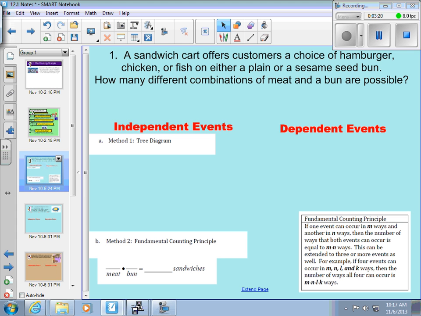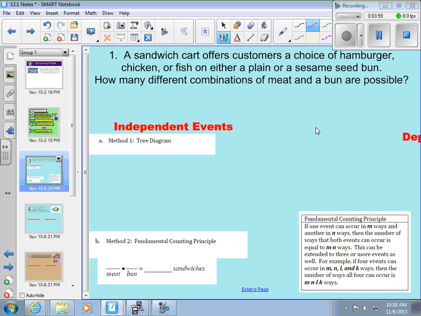This first problem says a sandwich cart offers customers the choice of a hamburger, chicken, or fish on either a plain or sesame seed bun. How many different combinations of meat and bun are possible? Well, first thing we're going to look at is, is this an independent event or dependent event? This would be independent because your choice of the meat does not affect your choice of the bun. There's a couple ways you can do this. One way would be using what's called a tree diagram.